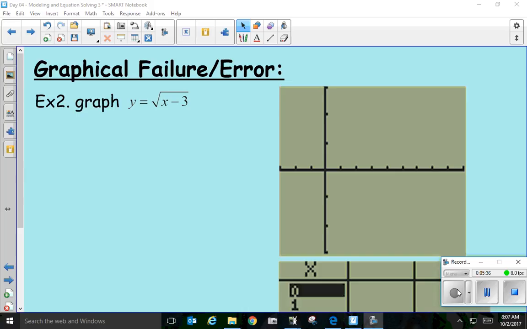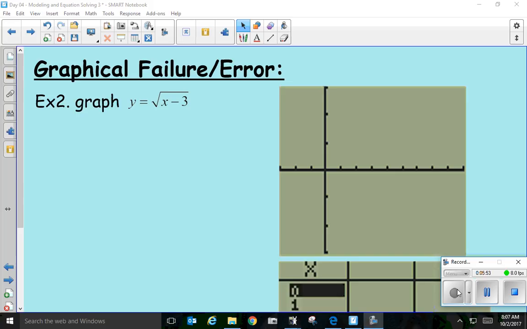Let's take a look at example number 2. Now, I'm not going to graph this in the calculator. I want you to graph this in the calculator. Look at the function we're given: y equals the square root of x minus 3. So I need you to graph that in there and take a look at your table.